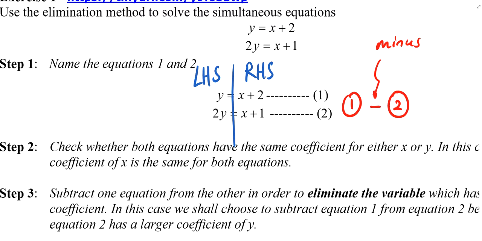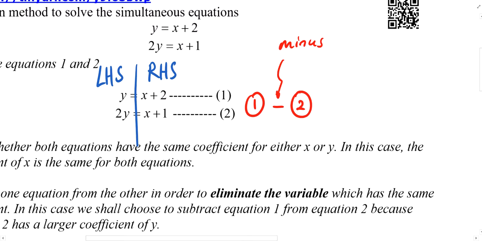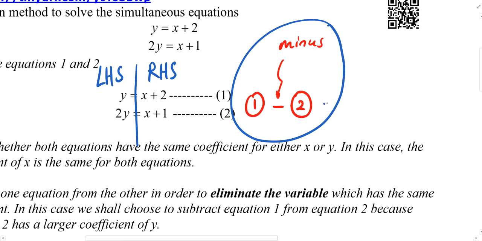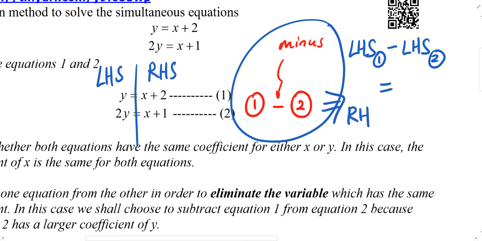So when I talk about equation 1 minus equation number 2, what I mean is left-hand side for equation 1 minus left-hand side for equation number 2 will be equal to right-hand side for equation 1 minus right-hand side for equation number 2. Does it sound complicated? Okay, let's see what this means.